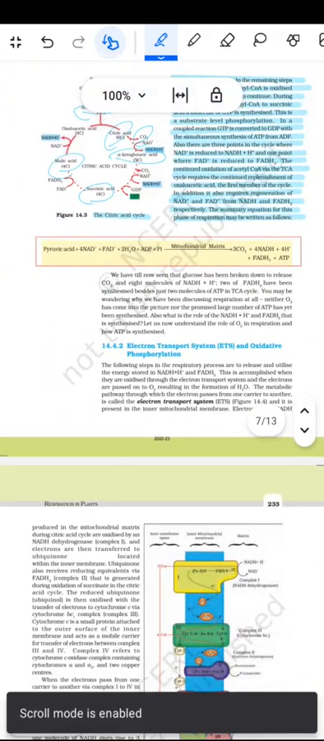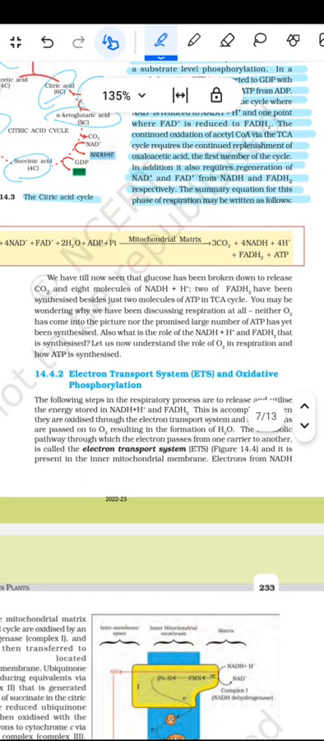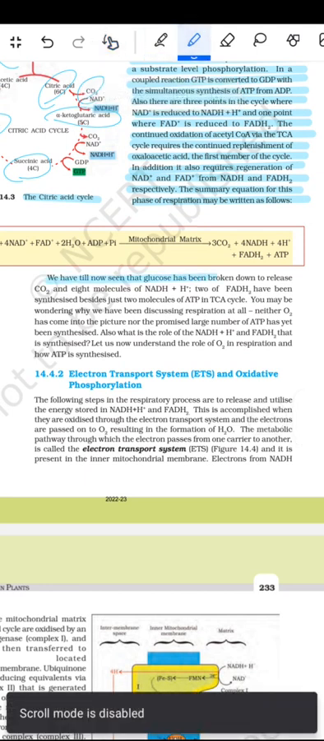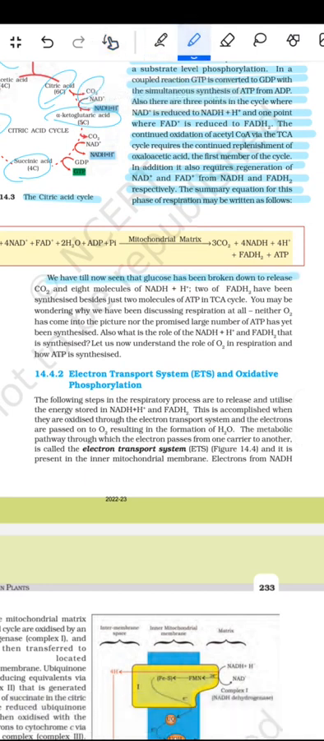फिर आता है कि we have till now seen that glucose has been broken down to release the CO2 and the 8 molecule of the NADH plus H plus, 2 molecule of the FADH2 have been synthesized besides just the 2 molecule of the ATP in the TCA cycle. You may be wondering why we have been discussing respiration at all.